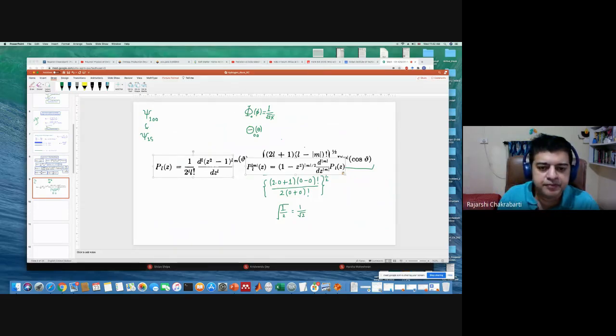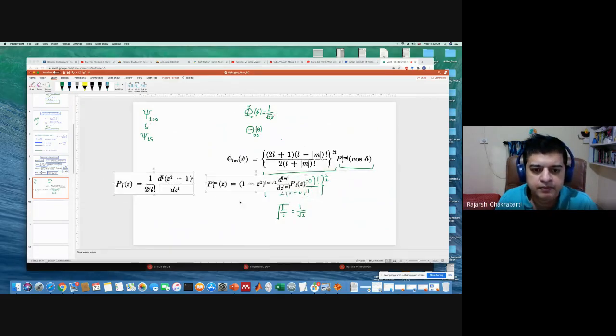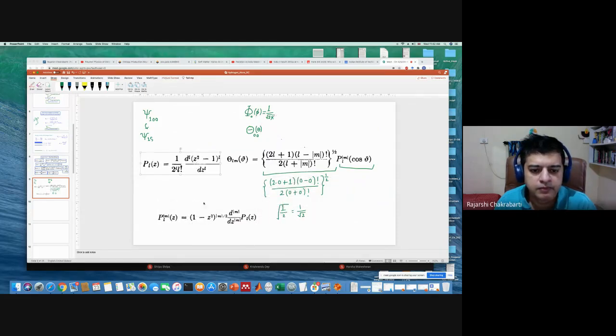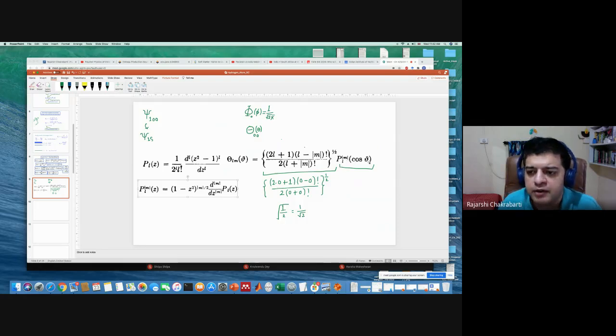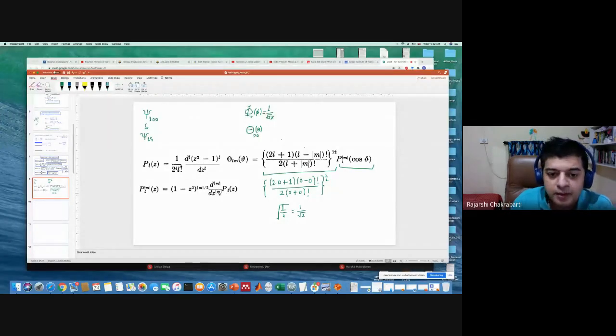I'll need this equation, isn't it? Which one should I use first? Tell me. See, I have to calculate PLM cos theta, which is given by this. The second one. Can you see my cursor? But in order to calculate this, I have to calculate PLZ, because PLMZ is given by this times PLZ. So let us calculate PLZ.